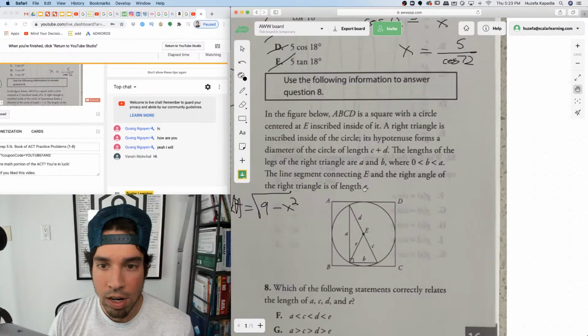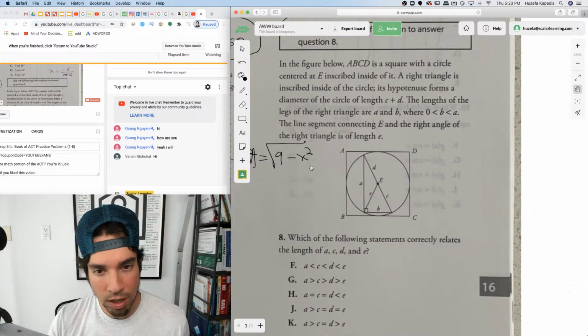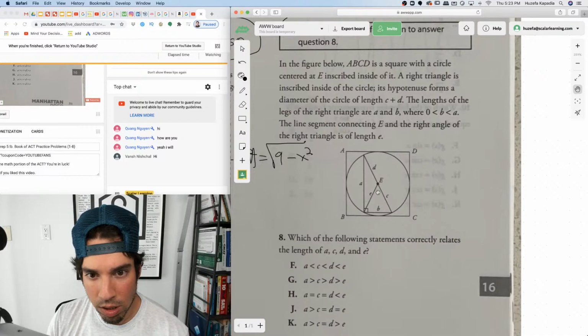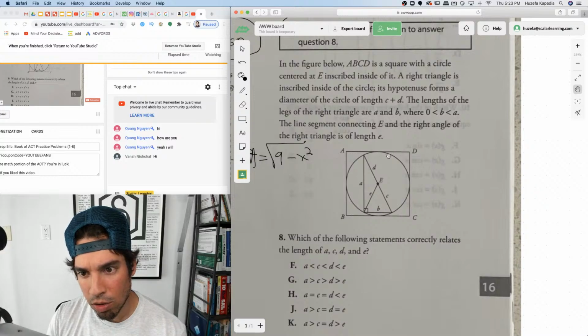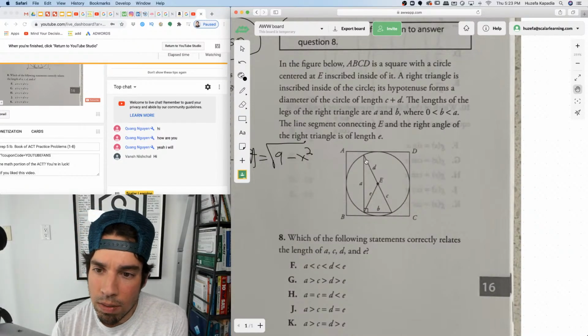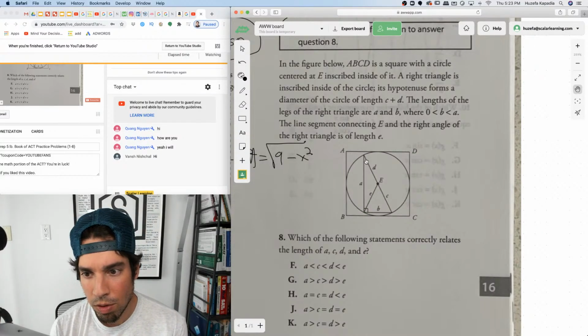All right, use the following information to answer question 8. This is our final one, then I'll check it and see if we got any questions. In the figure below, ABCD is a square with a circle centered at E. A right triangle is inscribed inside of the circle. Its hypotenuse forms a diameter of the circle, length C plus D. The lengths of the legs of the right triangle are A and B. So A is bigger than B.